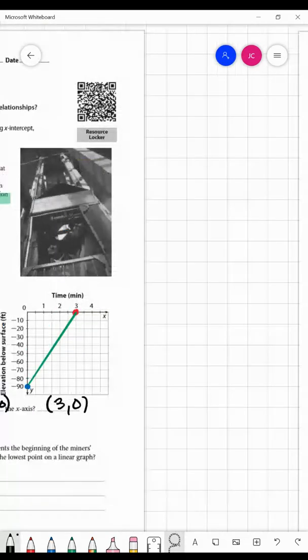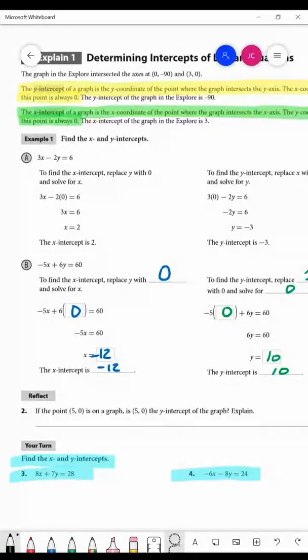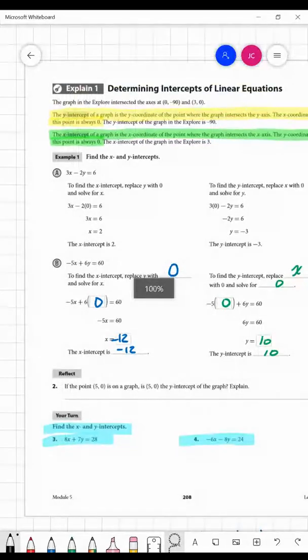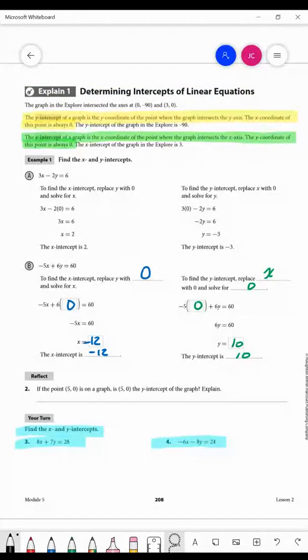Okay, so page 2. The y-intercept of the graph is the y-coordinate where the graph intersects the y-axis. It is very important to note that the x-coordinate of the point is always 0. So when you're looking for the y-intercept, your x will be equal to 0. When you're looking for the x-intercept, your y will equal 0.